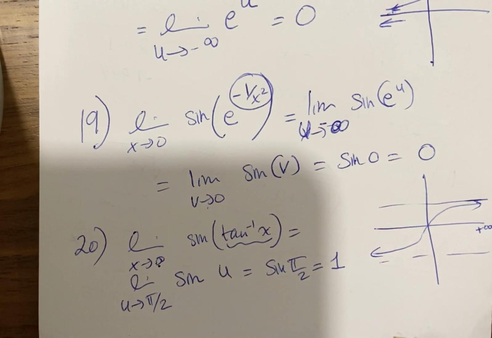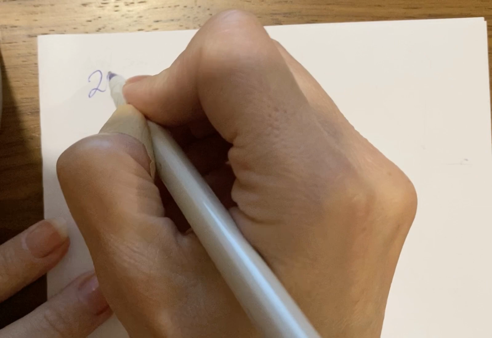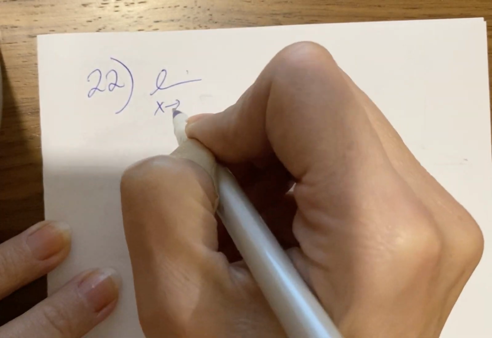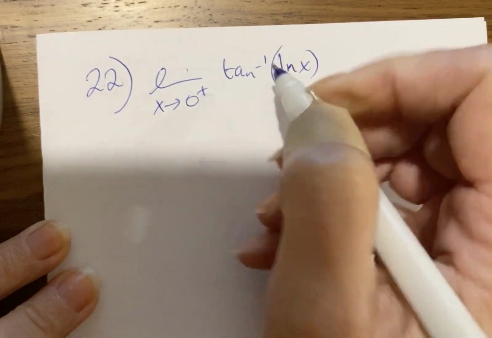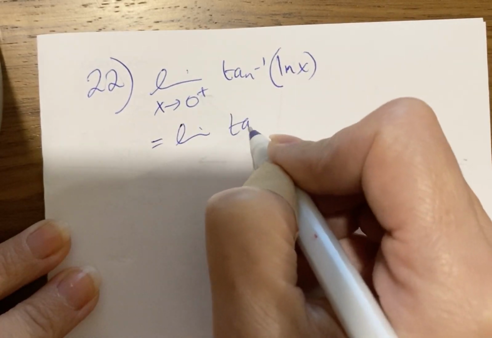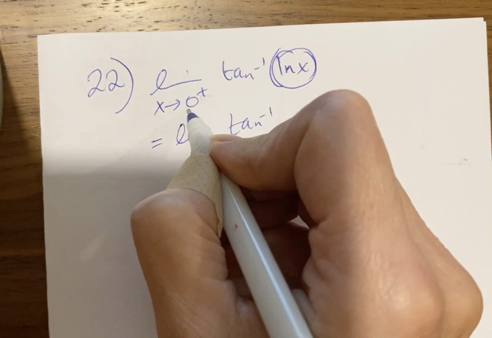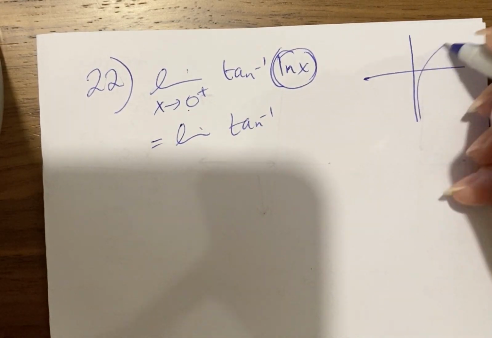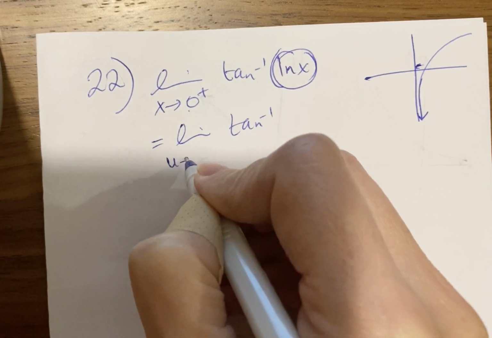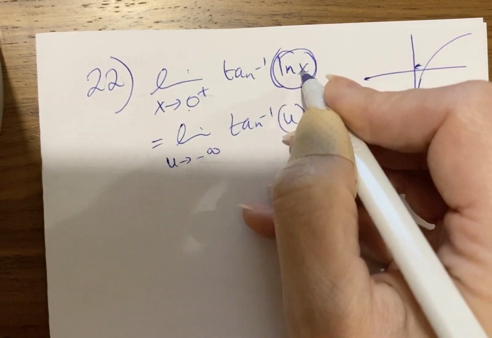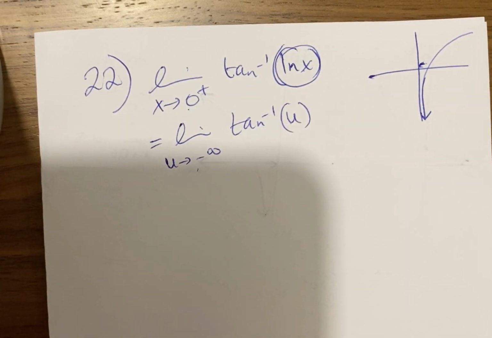So these are very important things that you should solve. They are nice if you know how to solve them one step at a time. You do not rush into things. Tan inverse of ln x, one step at a time. Ln x at 0 plus, what happens to it? As we approach 0 from the right, ln x goes to minus infinity. So I call it u and I make it go to minus infinity.